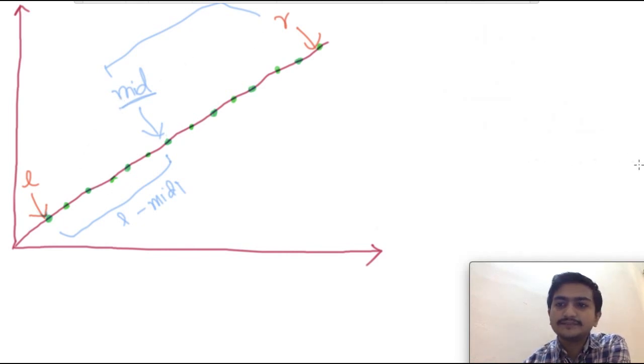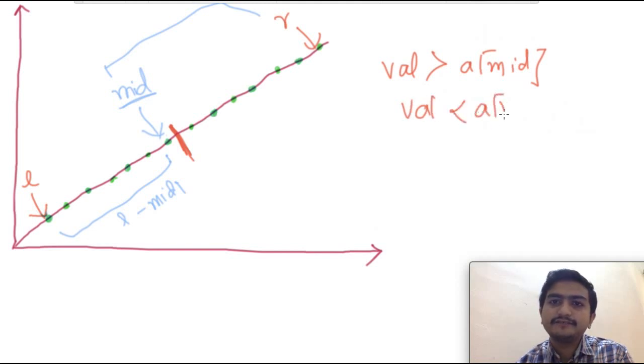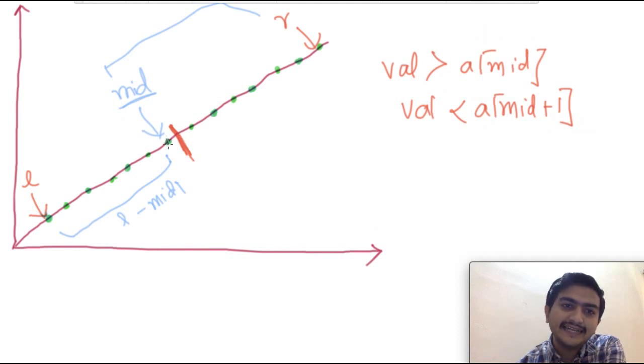Suppose my value to be found is somewhere here, just after the mid value. So one more operation I can add is, suppose my value to be found, val, is greater than a of mid, but it is less than a of mid plus 1. What it means is, basically it lies somewhere in between these 2 points.